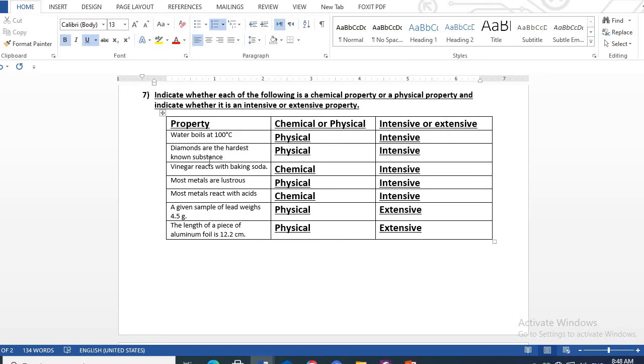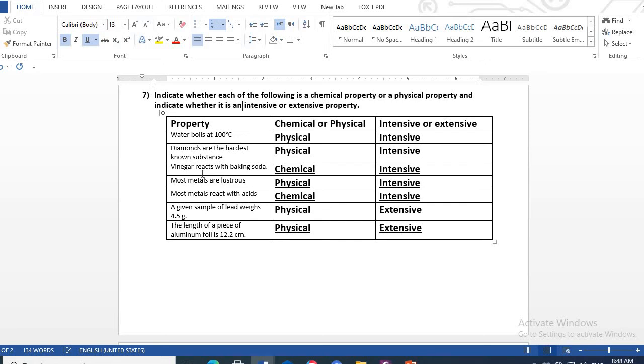Diamonds are the hardest known substance. Hardest is a physical property, as I described that diamonds are hardest, but I didn't change the kind or the identity of the substance. I observed that. And also it's an intensive property.